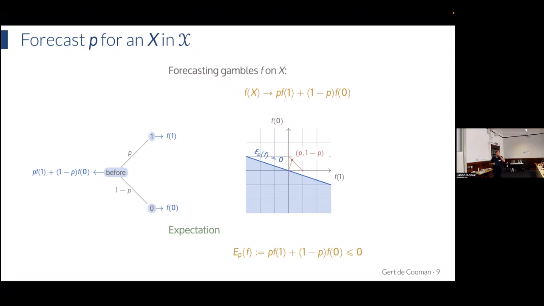And so you are a skeptic. I'm the forecaster. You are the skeptic. You want to test my forecasts. You want to make me put my money where my mouth is. My mouth is P. My money is the blue region. I'm willing to give away all these gambles. So what I'm actually doing is, because I think their expectation is negative, I'm offering you all these gambles. So you can take them if you want them.